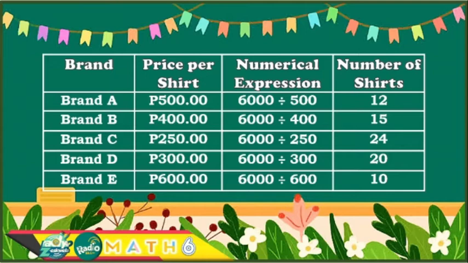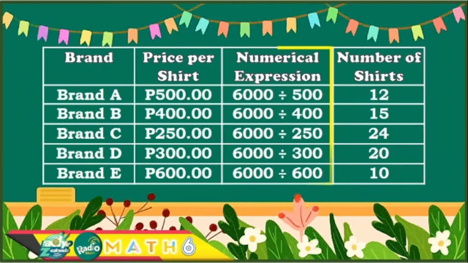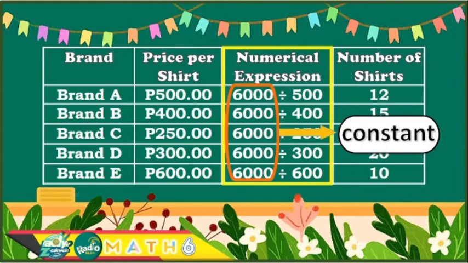Before we answer that question, we will determine first which is constant and which is variable, so that we can write an algebraic expression. Again, let's study the table. The third column gives the numerical expression for each brand for the number of shirts that he can buy. Our constant is 6,000 pesos. Take note, when we say constant, it is a fixed value that does not change.